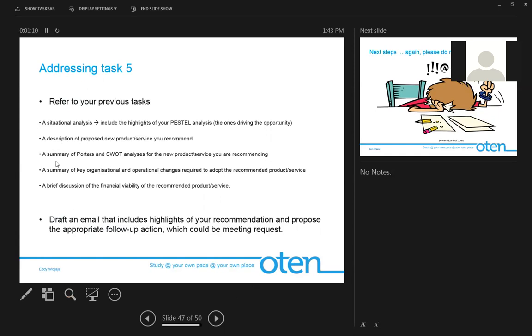Right? And summary of 405 forces analysis and SWOT analysis, and summary of the organizational operational changes that you need, so that you can adopt so that you can launch this new product or service idea. And brief discussion of the financial viability of this product A. That includes the profit and loss, BEP, and also ROI. And draft the email, right? That includes those highlights. Okay.